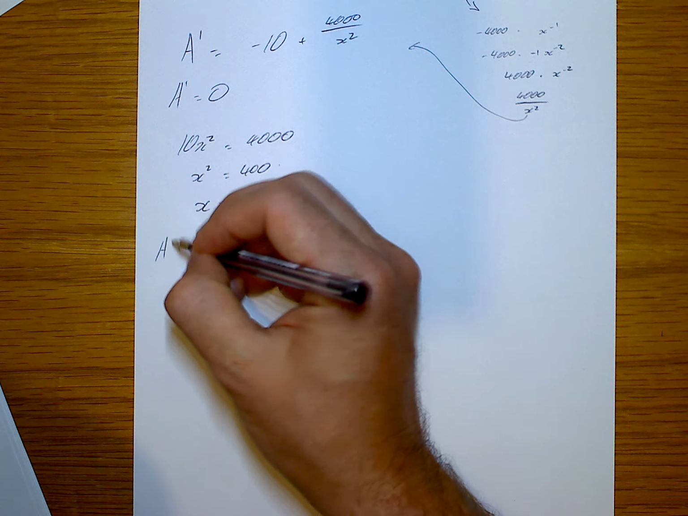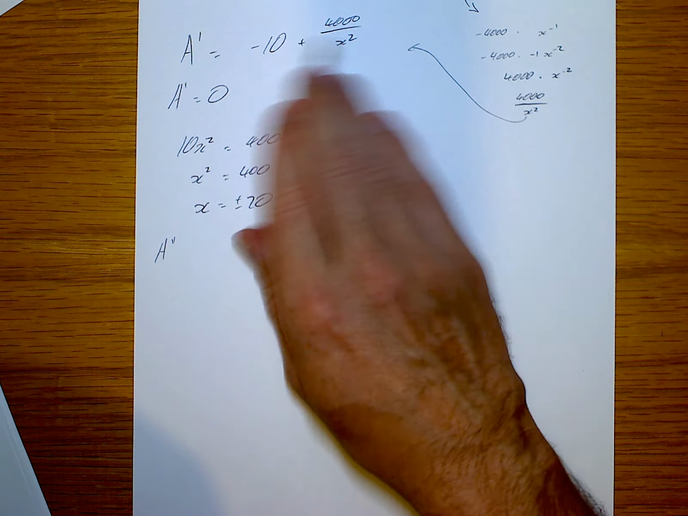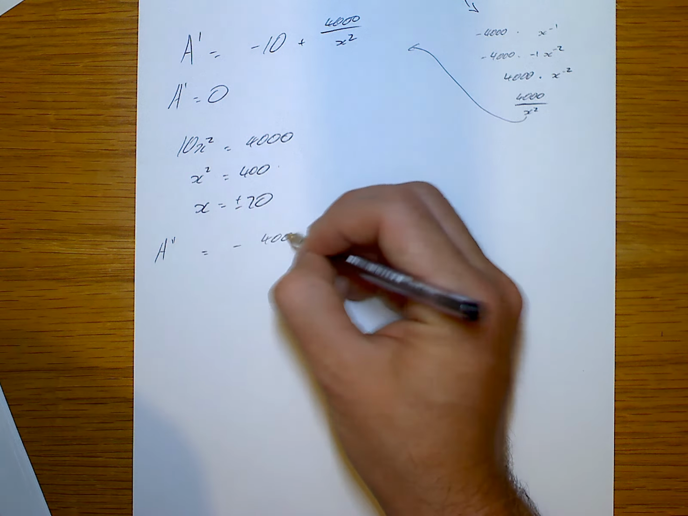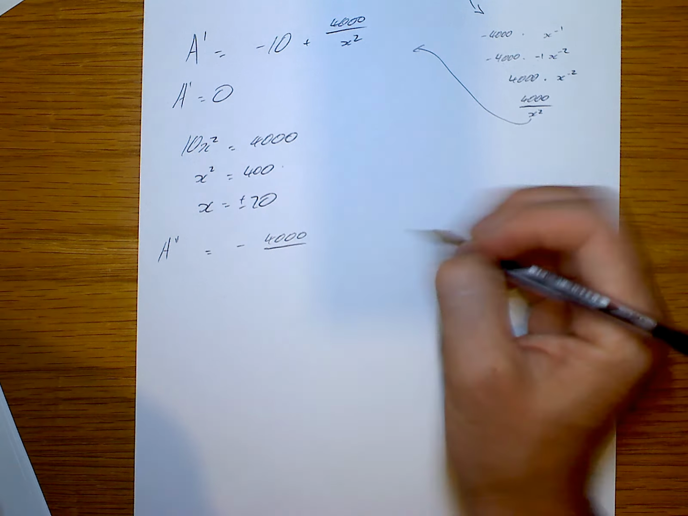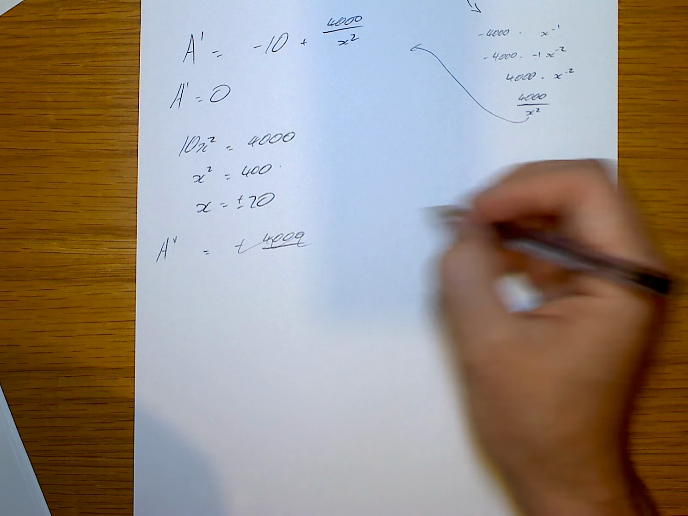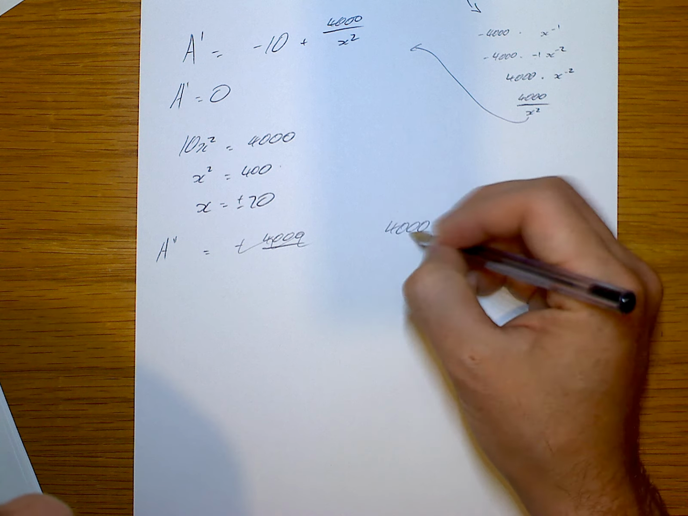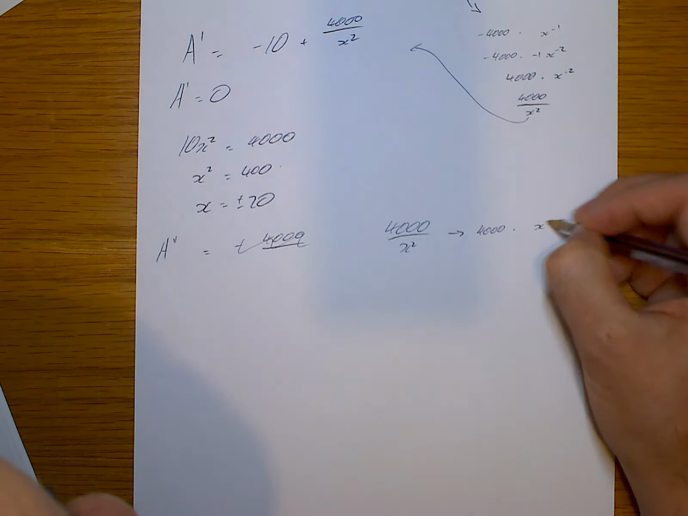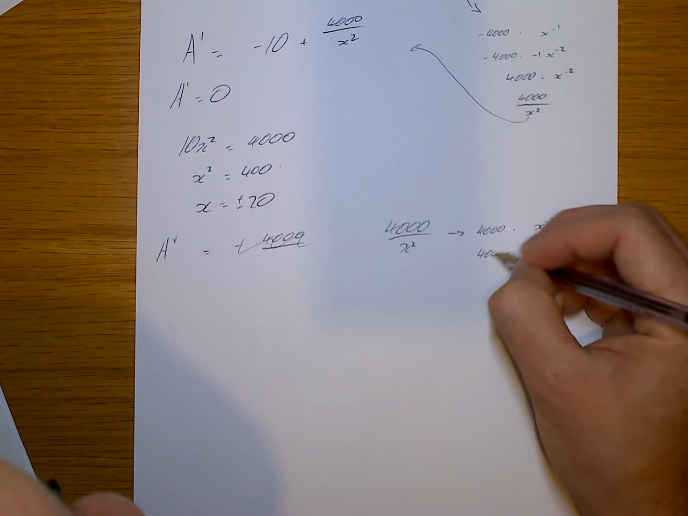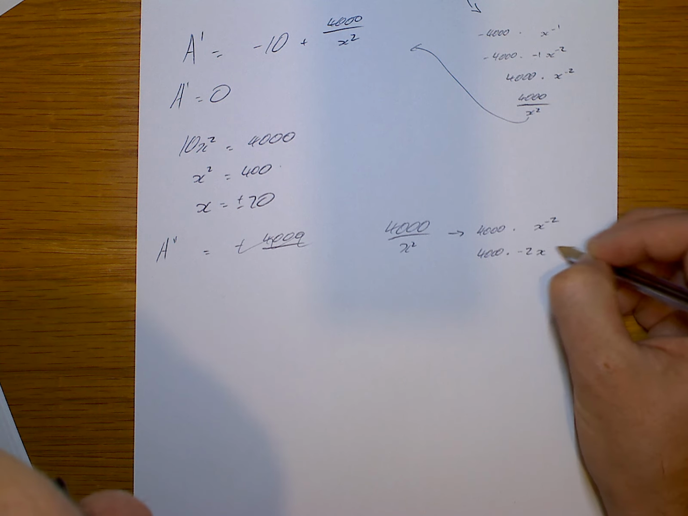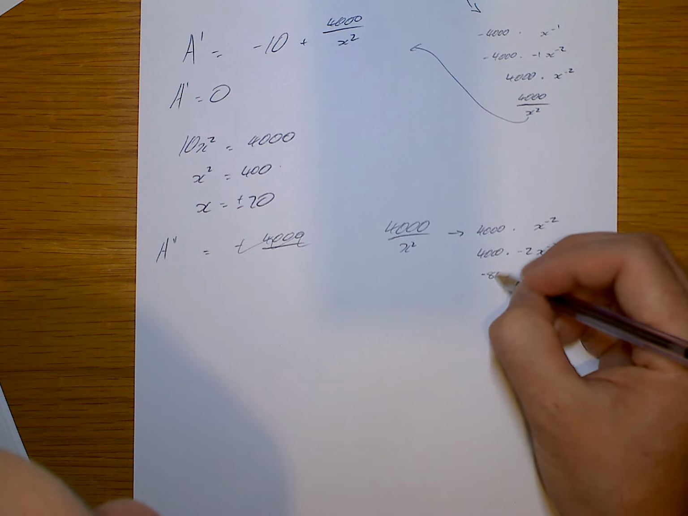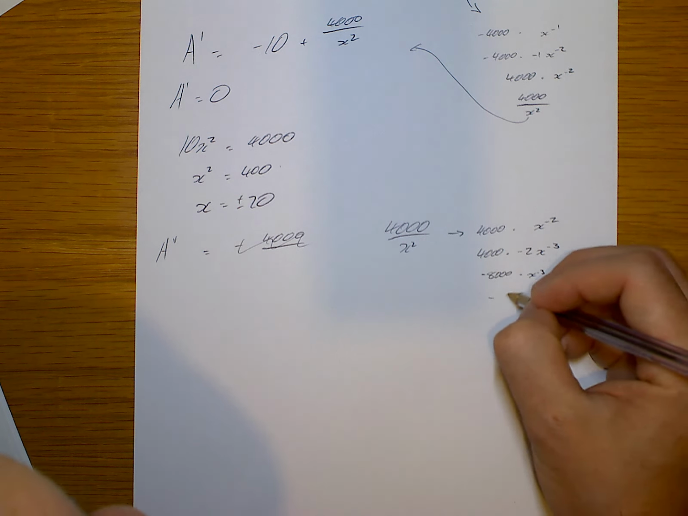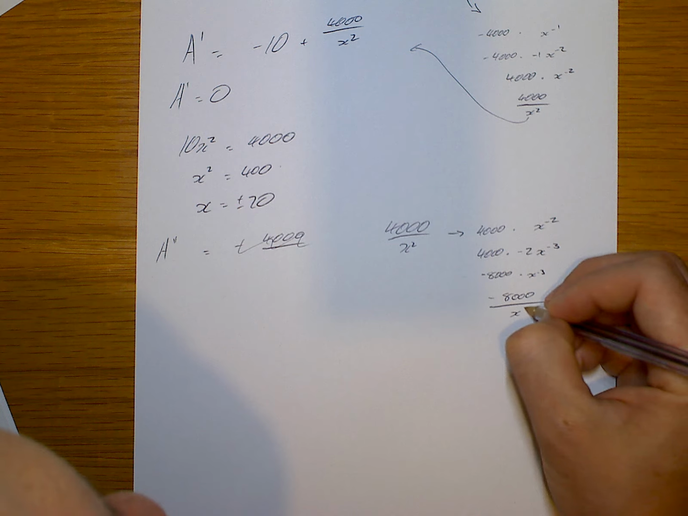We can put that in our A double dash. And if we're doing that, that 10 will go away. That would be negative 4,000 over... Oh, no. Let's do it properly. So we have 4,000 over x squared. Let's bring it aside. 4,000 times x to the negative 2. Bring that negative 2 down. 4,000 times negative 2 x to the negative 3. That's negative 8,000 times x to the negative 3. That's going to be negative 8,000 over x cubed.